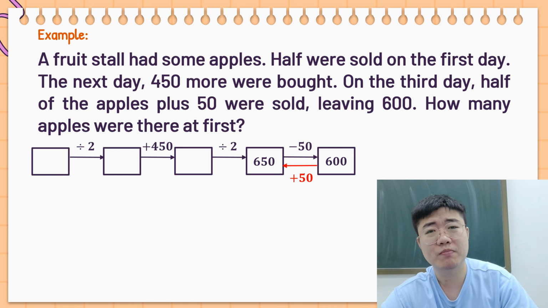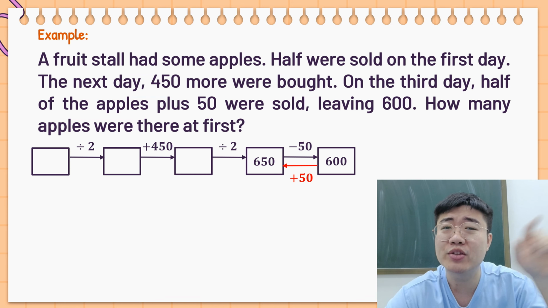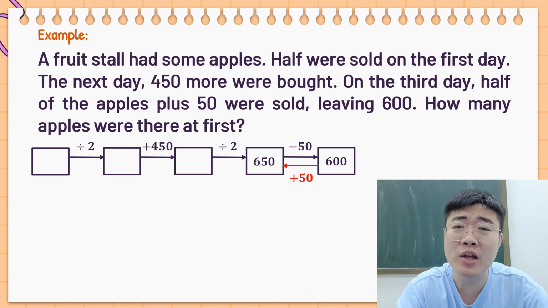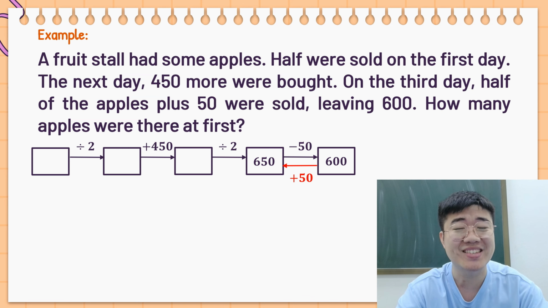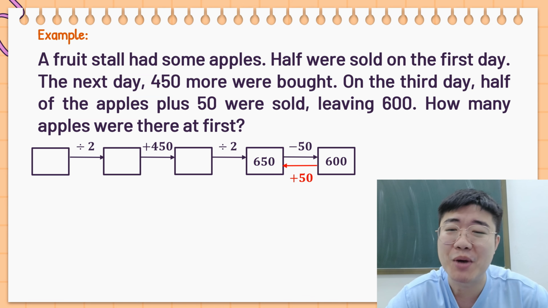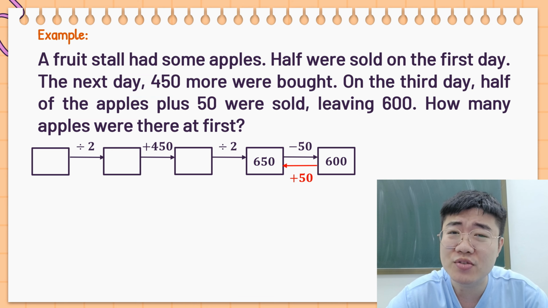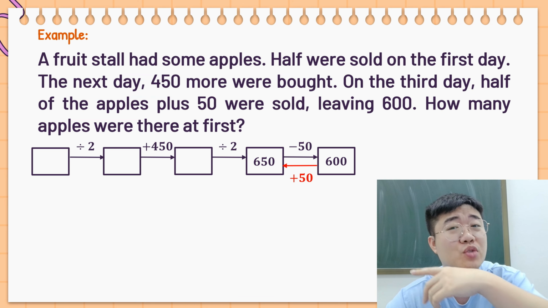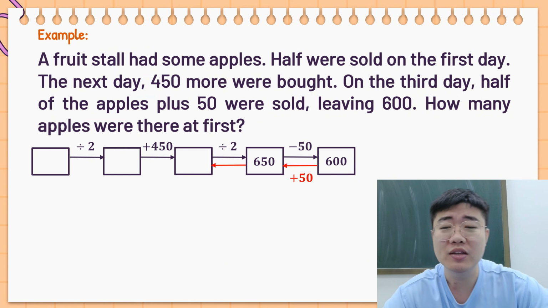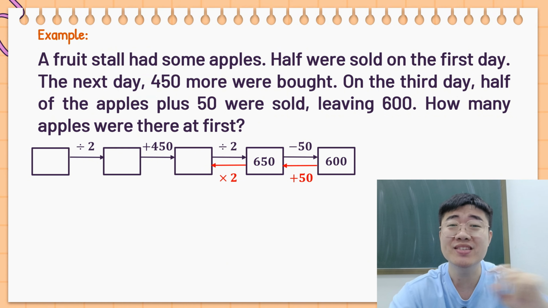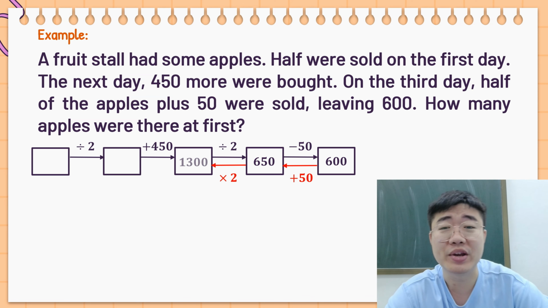So during the next step, the total divided by 2 is 650. Now of course we know the total at first, is it more or less? Yes, the total is more. So divide by 2 equal to 650, what we can do is we change the divide into times. 650 times 2. So at first, this is 1,300.